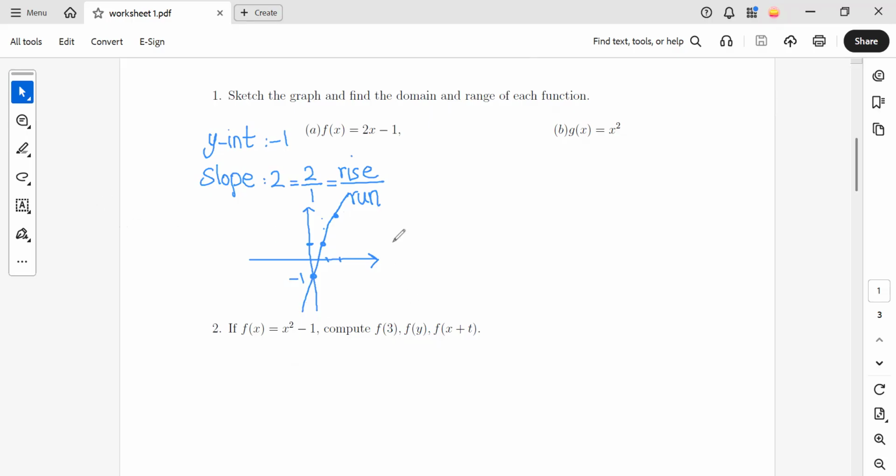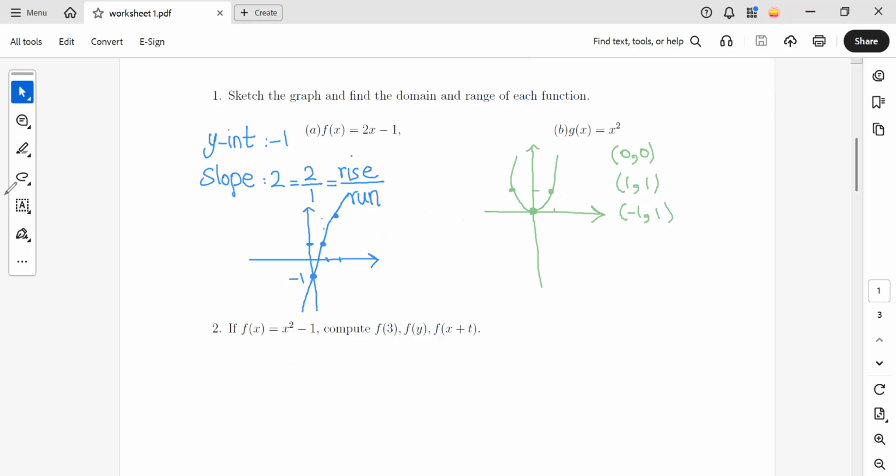Next one is a parabola. And we can plug in some points like 0, and we would get 0, which is this one, 1, and the answer is 1. So this is here. -1, and the answer is 1 because -1 squared is +1, and this is the graph. And it says about the domain and the range.